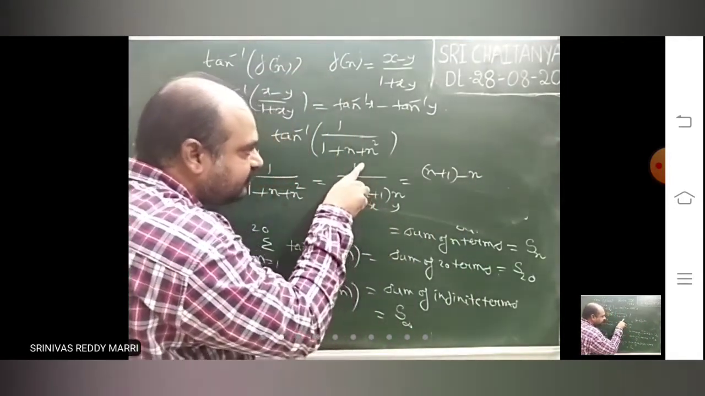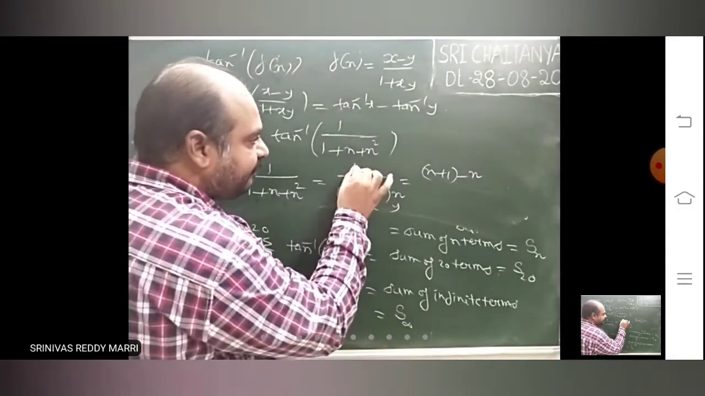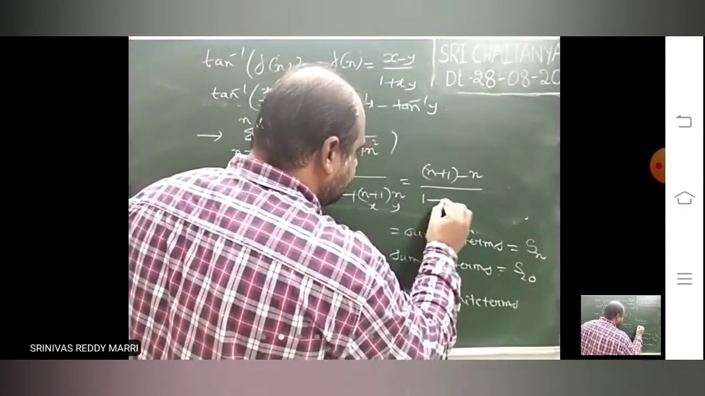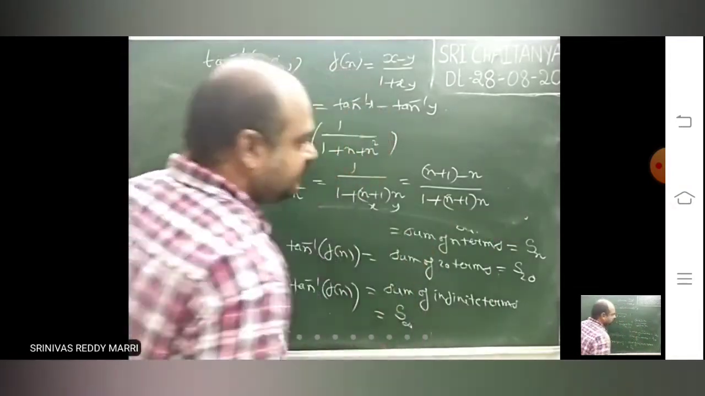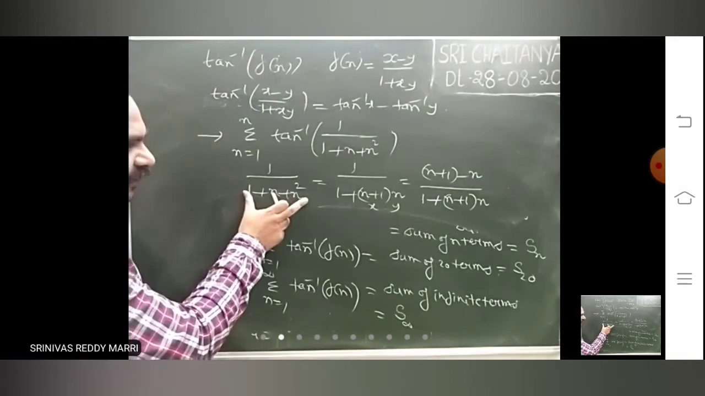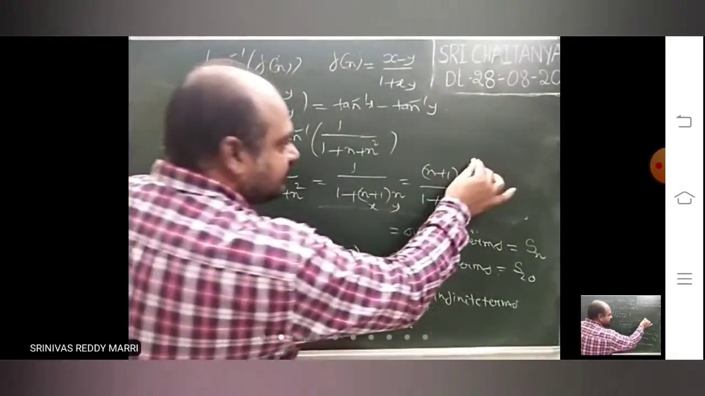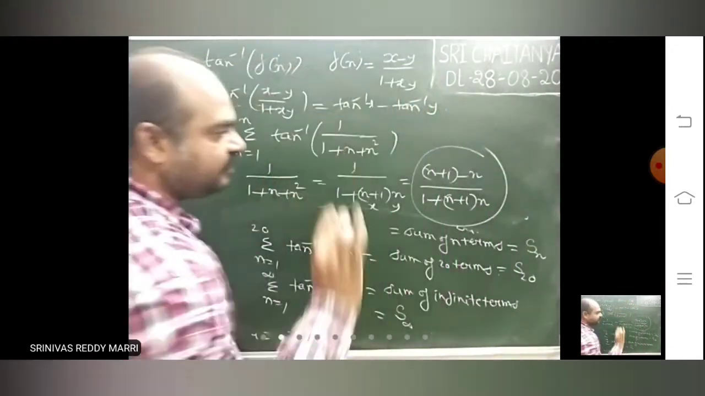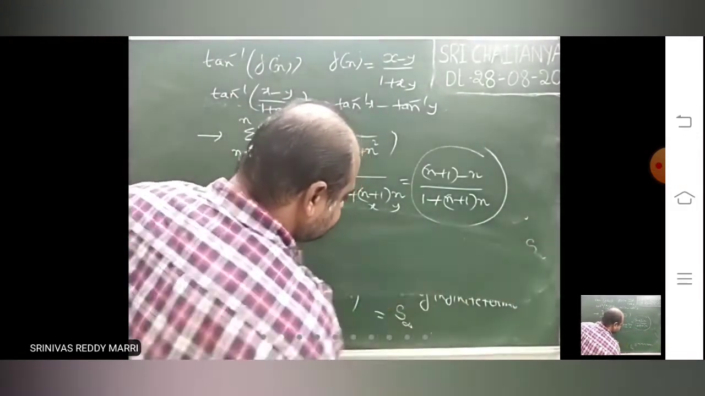x minus y will be in the numerator, like that. So n plus 1 minus n divided by 1 plus n plus 1 into n. Now this is brought to the form x minus y divided by 1 plus xy. This is the form you have to bring it to. So now that value you replace inside tan inverse.